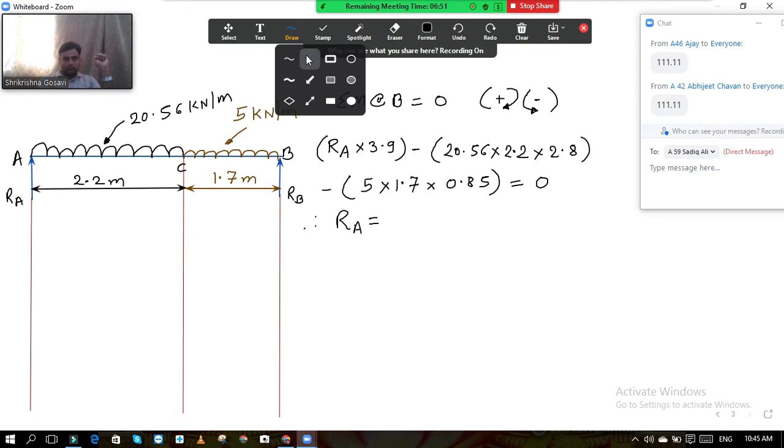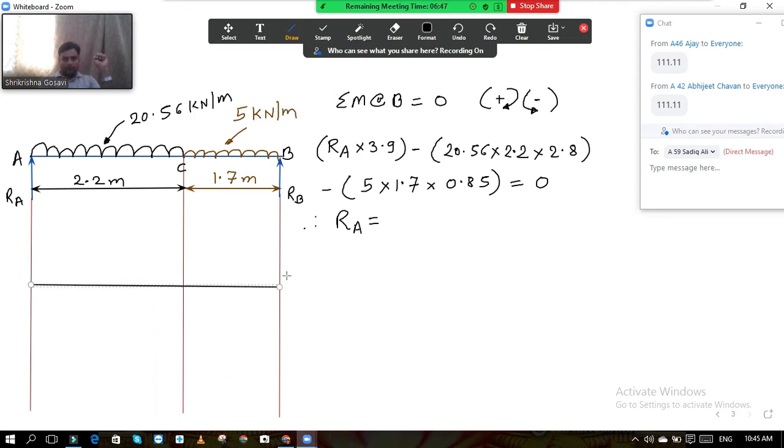34.32. Okay. So your RA is 34.32 kilonewton. As we got the positive answer, our assumed direction of RA is correct. It is moving up. Now similarly apply summation Fy equal to 0 and calculate RB.